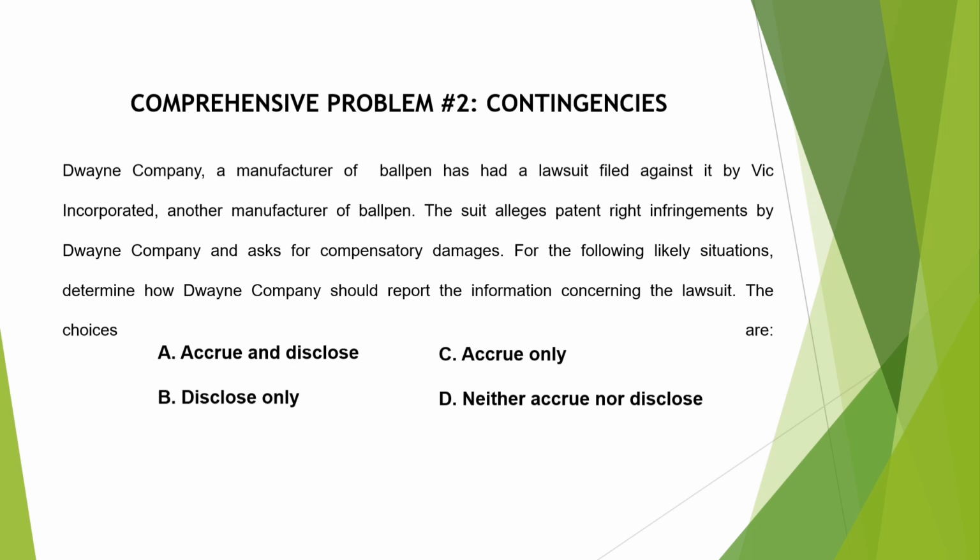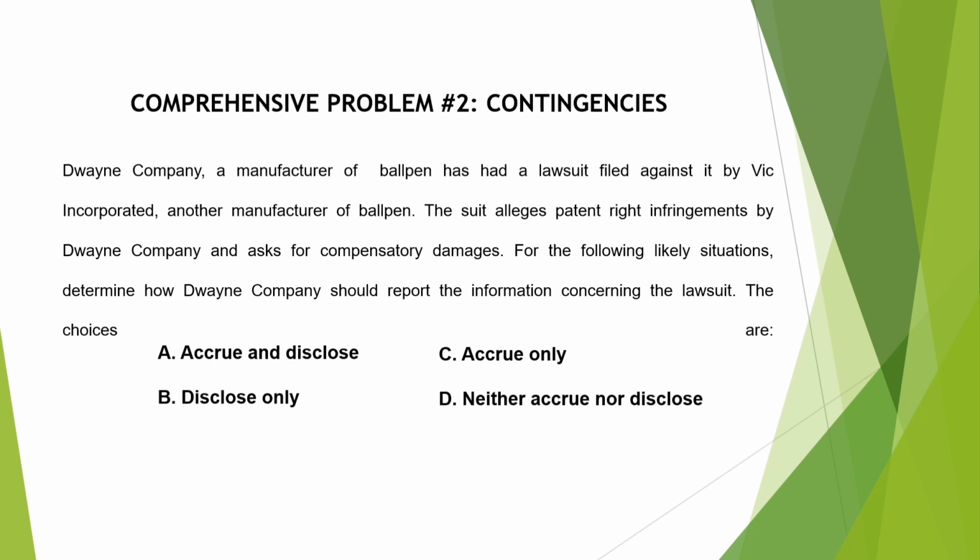of Dwayne Company. Dwayne Company, a manufacturer of ball pen, has had a lawsuit filed against it by Vic Incorporated, another manufacturer of ball pen. The suit alleges patent right infringement by Dwayne Company and asks for compensatory damages. For the following likely situation, determine how Dwayne Company should report the information concerning the lawsuit. The choices are A. Accrue and disclose, B. Disclose only, C. Accrue only, D.